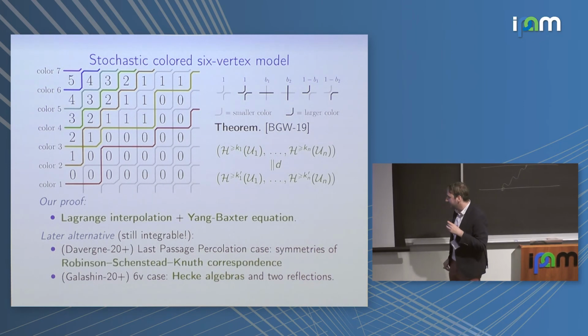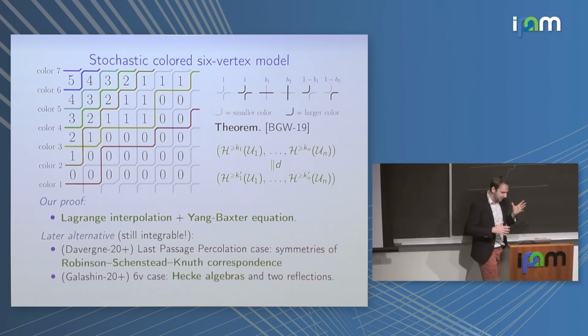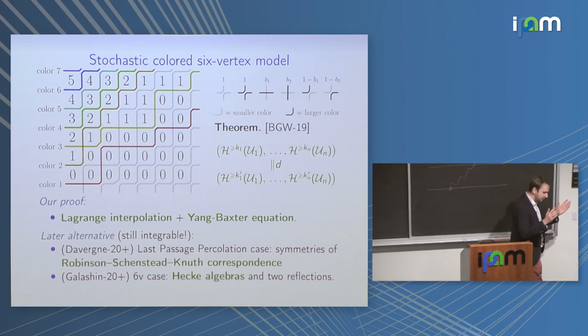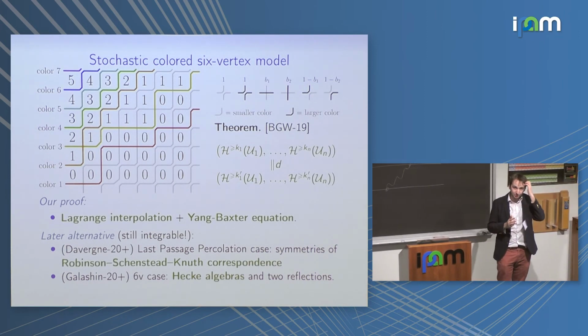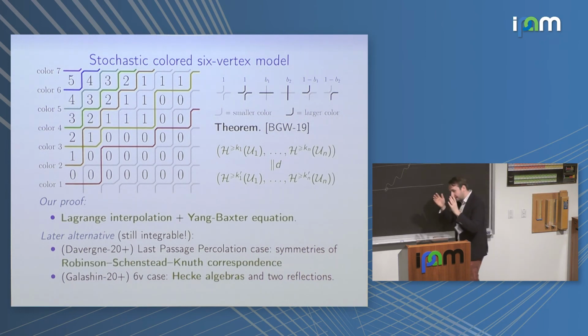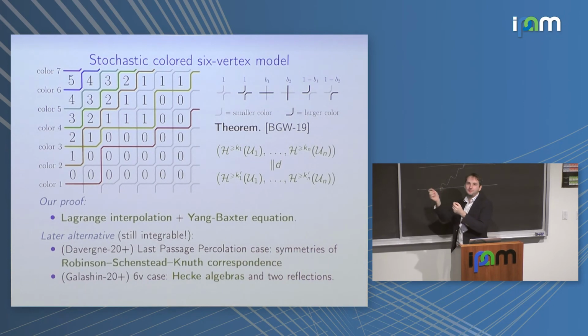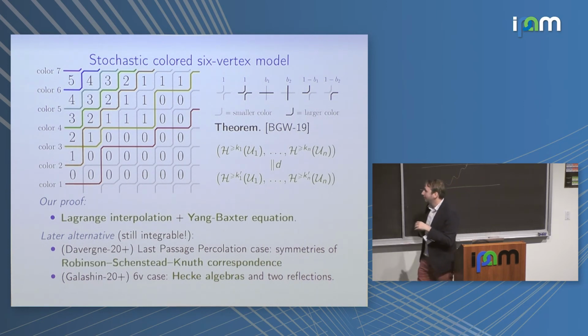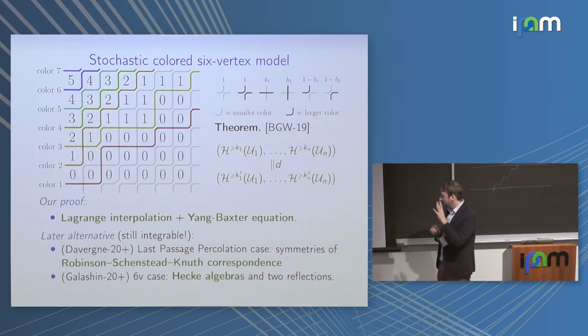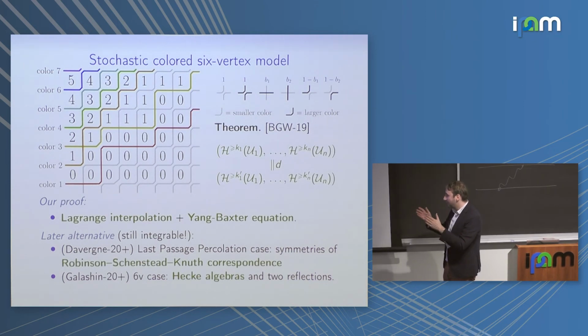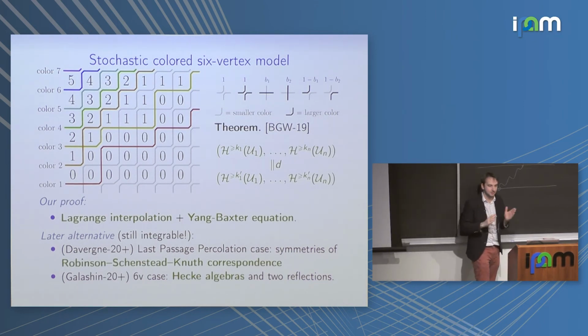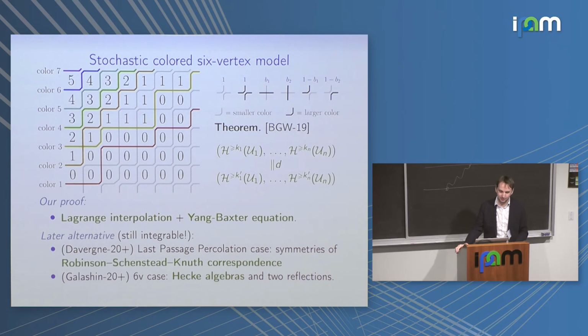Duncan Dauvergne came up with a very interesting proof which is based on some symmetries of the Robinson-Schensted-Knuth correspondence. After he uses the Robinson-Schensted-Knuth correspondence, he noticed that there is some symmetry in the end which is somewhat similar to the symmetry of symmetric functions with respect to interchange of the variables, but you need to carefully look into the exact details to figure out how that works. Anyway, from that, he managed to produce another proof for the last passage percolation case, for the zero temperature situation.